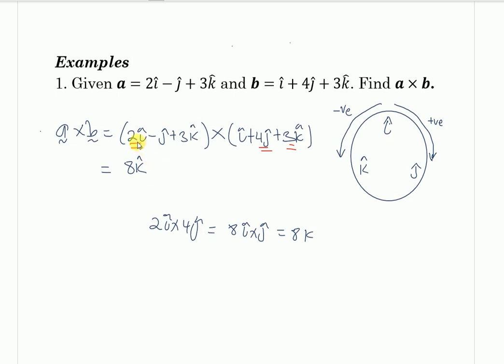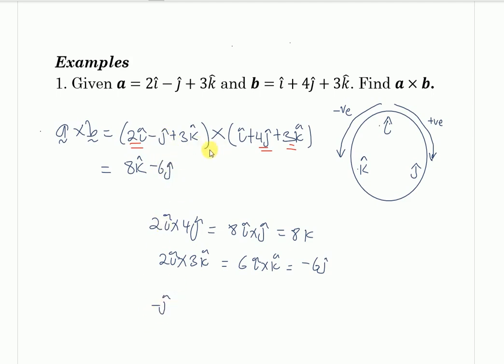And 2i crossed with 3k. This one is 6 i cross k. Now i cross k, from i to k, is anti-clockwise, so you get a negative j. So this one is negative 6j. So 8k minus 6j.